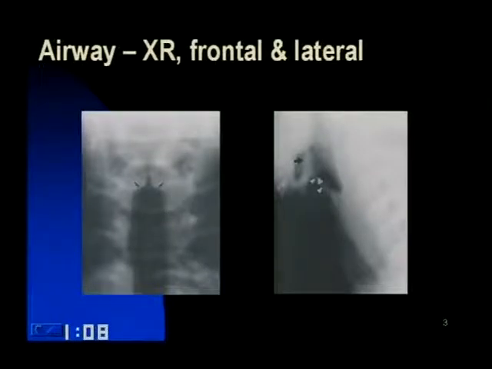The lateral neck is taken in full inspiration with the neck extended, including the nasopharynx to the trachea. The double white arrows show normal aryepiglottic folds, and the single black arrow shows the outline of the epiglottis, which is normal in this case.